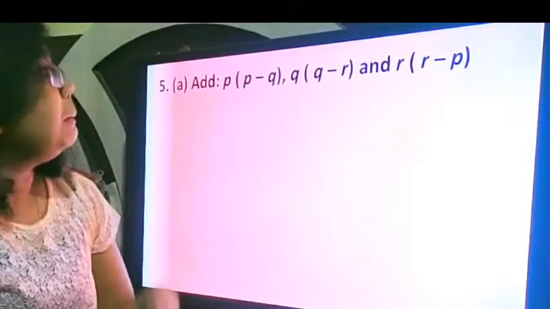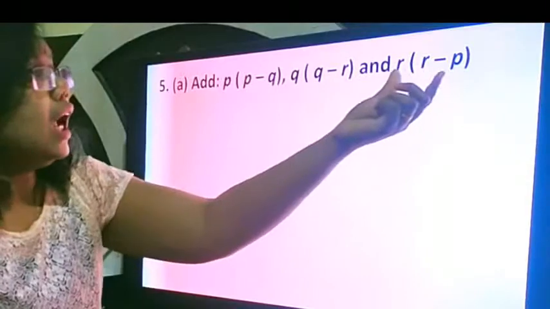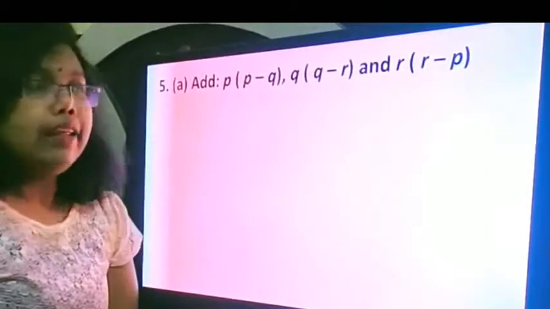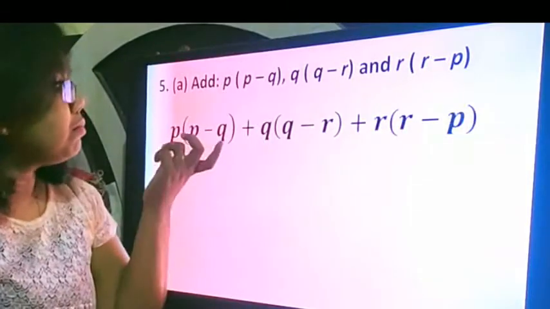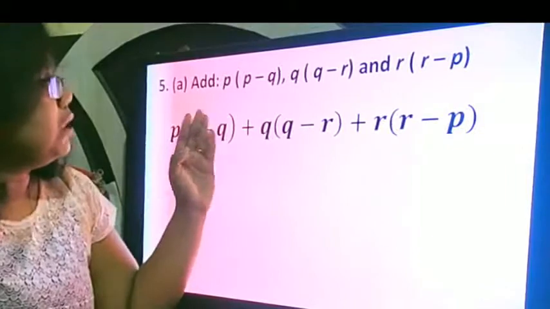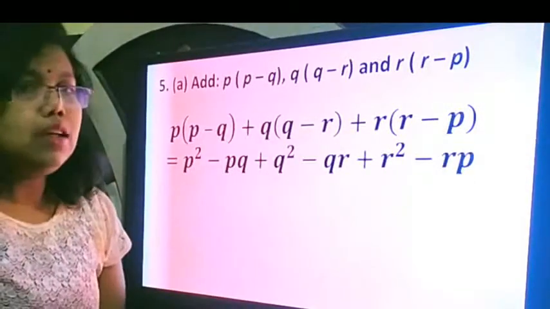Now add P in bracket P minus Q, Q in bracket Q minus R and R in bracket R minus P. So you have to add those. So how would we do that? Put all those in addition format and then do the multiplication for each separately, and then you add whatever like terms we get.